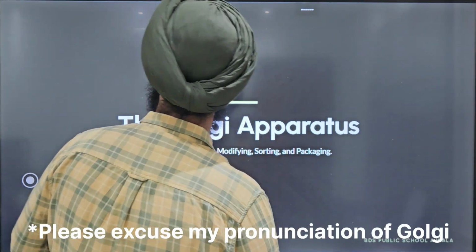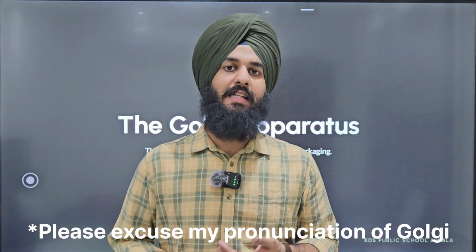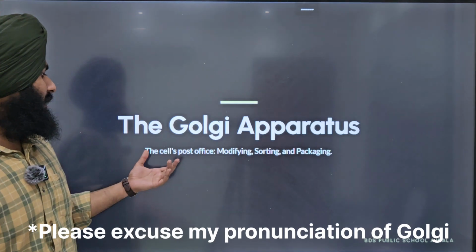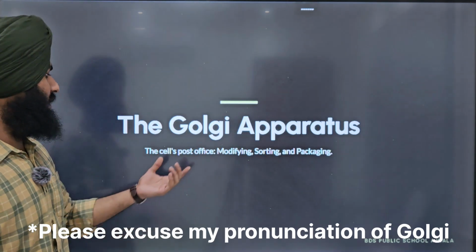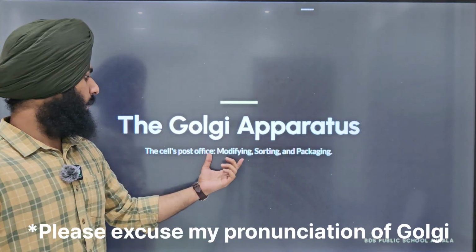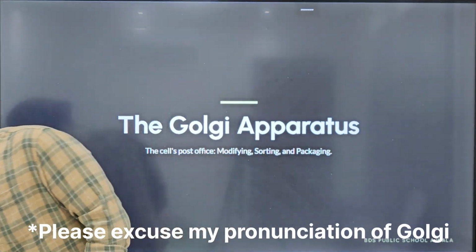Next we'll be studying the Golgi apparatus. Cells function like factories, with their own processes, and this specific organelle is the post office of the cell. It is responsible for modifying, sorting, and packaging of different nutrients.